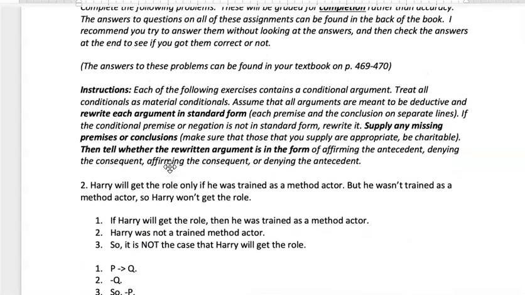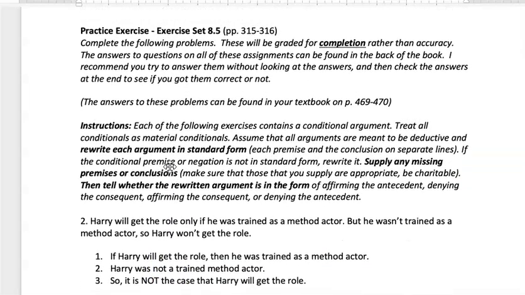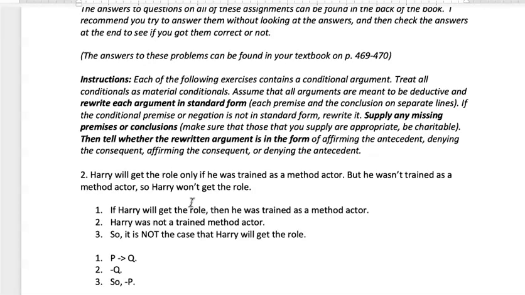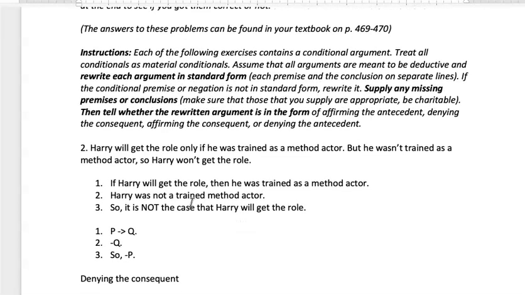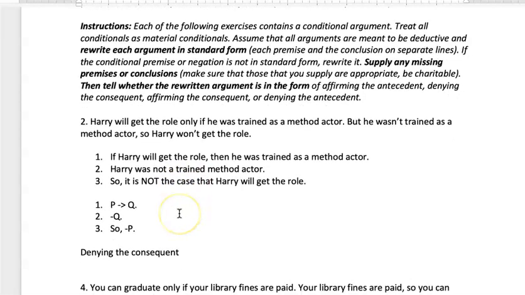All right, let's go through the answers to the questions for Module 2, Lesson 1. Instructions: each of the following exercises contains a conditional argument. Treat all conditionals as material conditionals. All that means is that they are going to behave normally. There's no tricks here, which you can assume for this class.